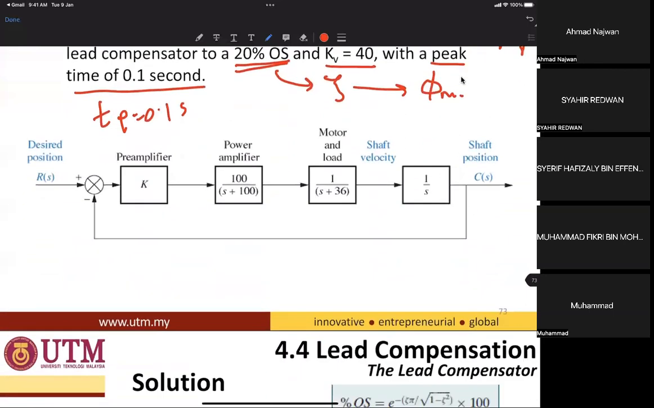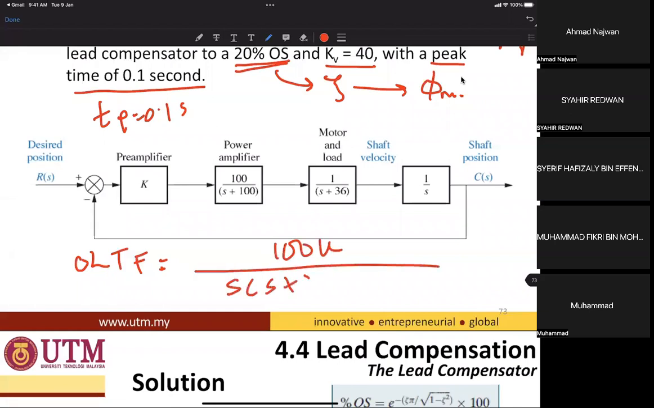So we are using the same block diagram as in gain adjustment, the lag compensator, and the lead compensator, so that you can differentiate between the gain adjustment, the lag compensator, and the lead compensator. So what is the open loop transfer function here? 100K over s, s plus 30, s plus 100.